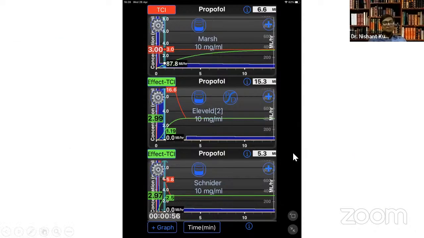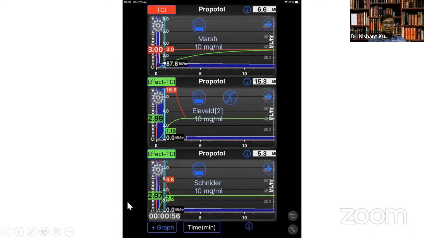Now, if you see this, this is a simulated graph. I've used the Marsh model to a plasma concentration of 3. If you see, the effect site concentration takes around 12 minutes to reach, whereas the plasma concentration is achieved almost simultaneously. Next one is the Eleveld. Now, if you see, it takes around 2 minutes to achieve an effect site concentration of 3, but look at the plasma overshoot. Here, the plasma was 3. Here, it has gone up to 16.6 micrograms per ml.